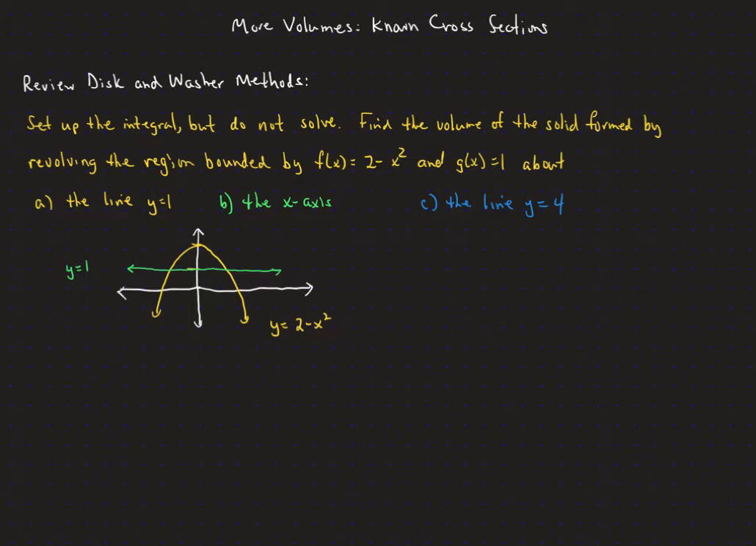We're going to find the volume of a solid formed by revolving the region bounded by f of x equals 2 minus x squared and g of x equals 1, first about the line y equals 1. So the region we're talking about, here's our 2 minus x squared parabola, and then this is the line right here. This is also in part A our line of revolution. If we look at a representative rectangle, the line of revolution will touch our region all the way through.